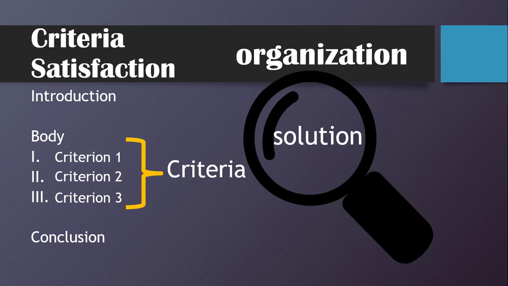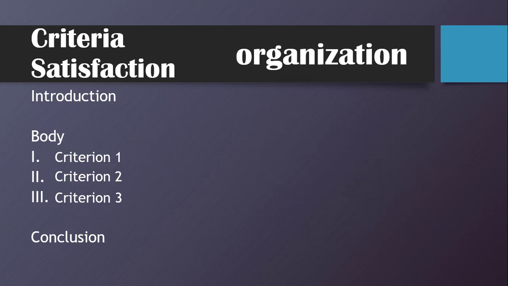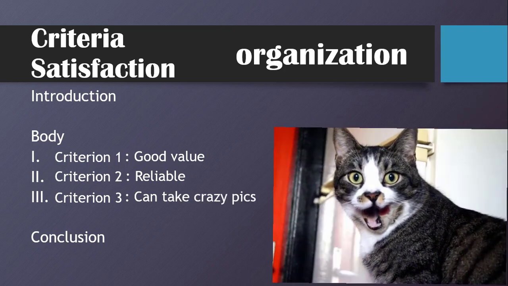Oh, and incidentally, the word criteria is plural, while the word criterion is singular. You would say, there are three criteria, but the first criterion is, in our case, we might say, any smartphone has to be a good value. We all have limited budgets, so, and then you focus on how your product is the best value. Then we would move on to the second criterion of reliability, developing the argument that our smartphone has the best reliability and customer service, and then on to the crazy picture taking ability.